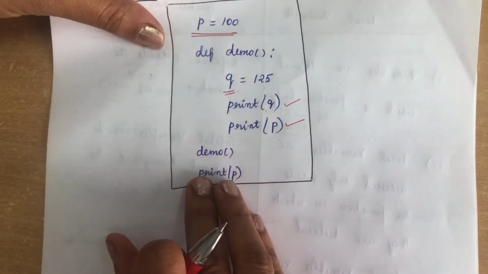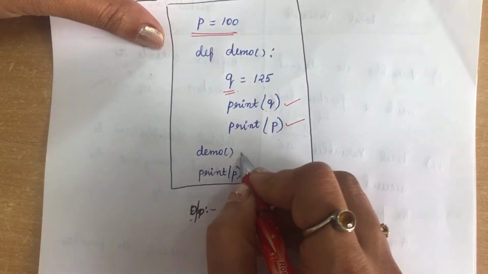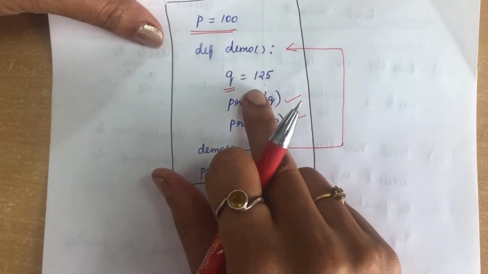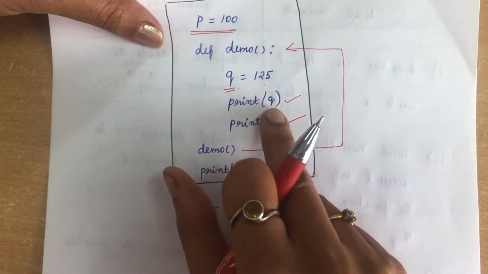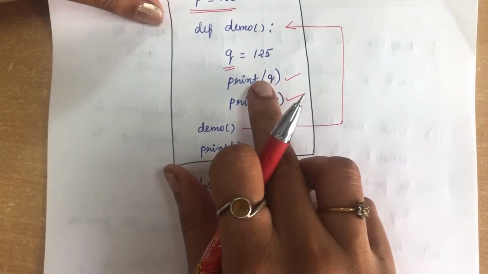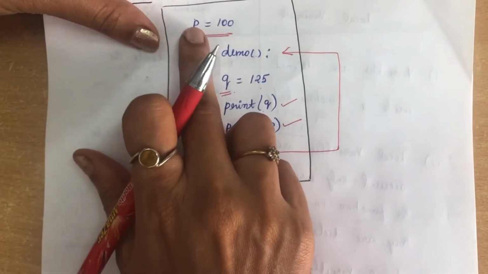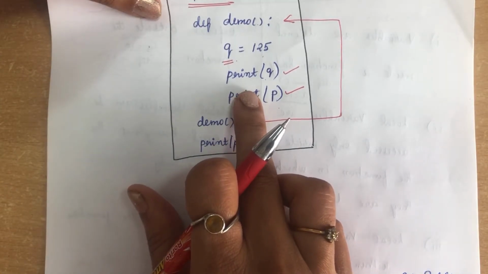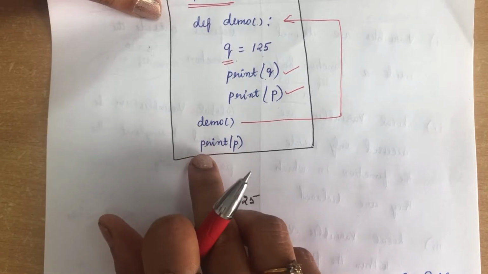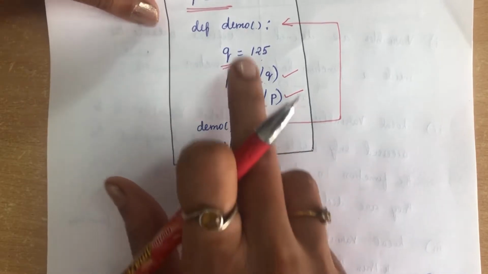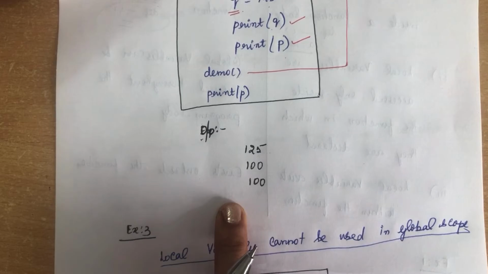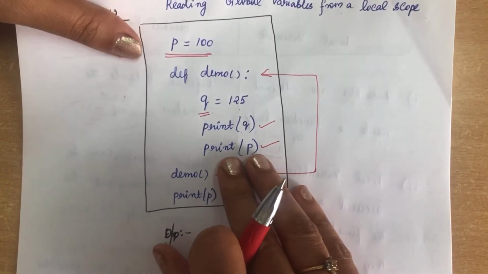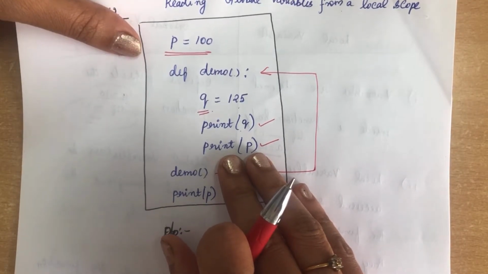When you are executing this program, first this demo function will be called, and the control will go here, and it will store 125 into q, and print of q will print 125 on screen. Next line it will print p. P already has a value 100, so 100 will be printed, and after which the function control comes back to the main program, and last it will print p again. So now it will print 100. This is the output you will get when you execute this program. Okay, so here we have seen how to read the global variable inside the local function.